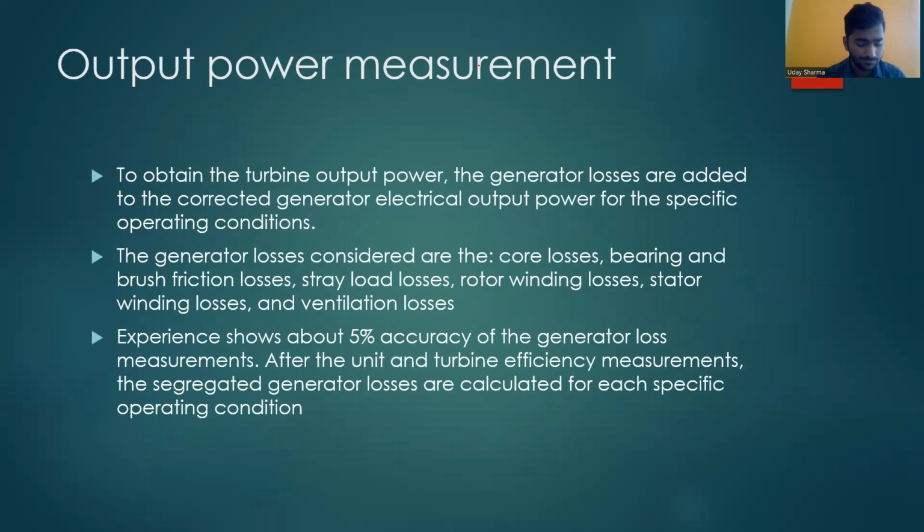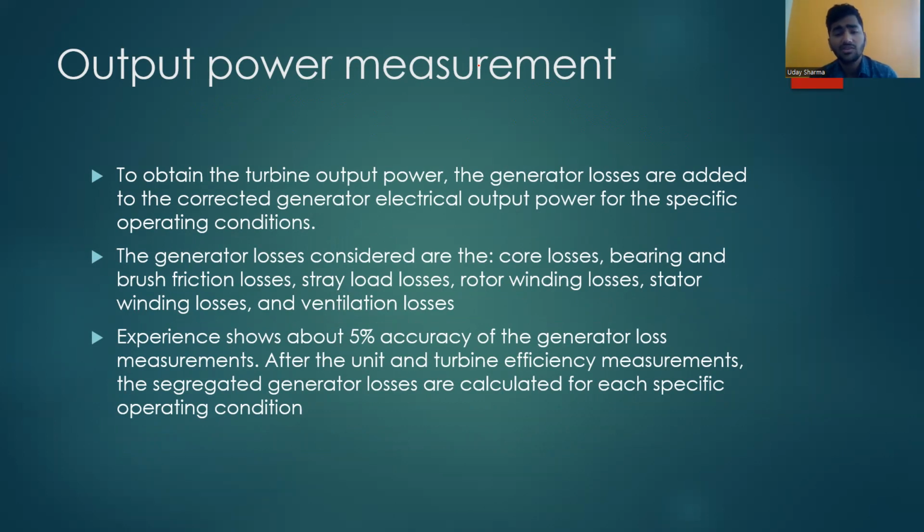Output power measurement. To calculate the efficiency of anything, we need to first measure the output power. To obtain the turbine output power, the generator losses are added to the corrected generator electrical output power for the specific operating conditions. The generator losses considered are the core losses, bearing losses, brush friction losses, tail load losses, rotor winding losses, stator winding losses, and ventilation losses. These are the losses which we need to consider during the output power calculations or measurement.